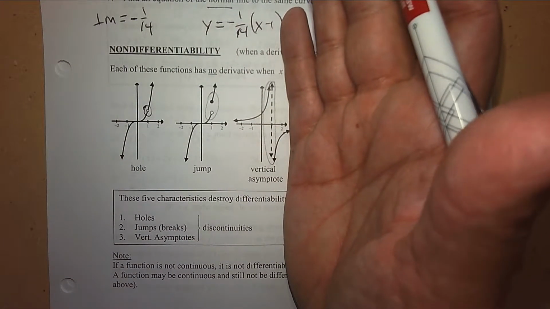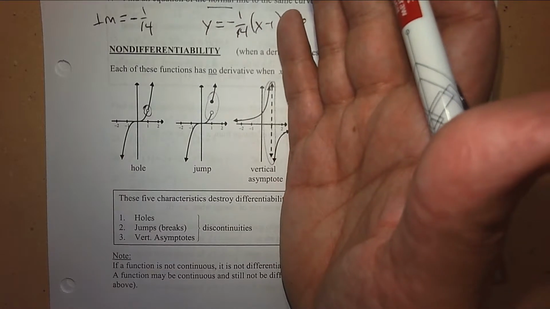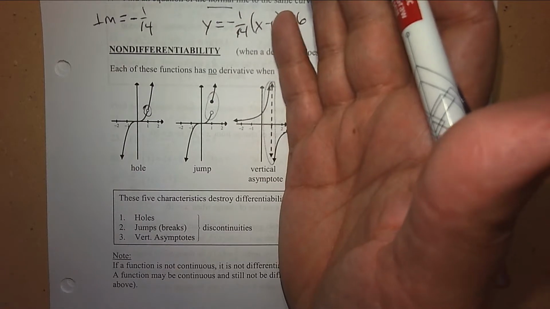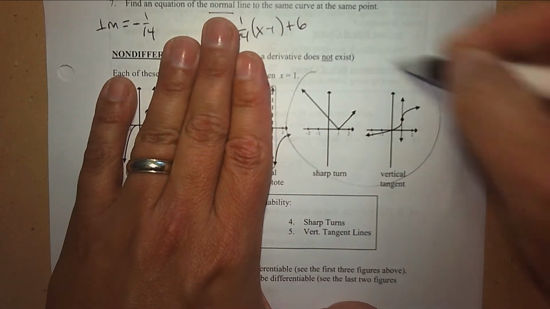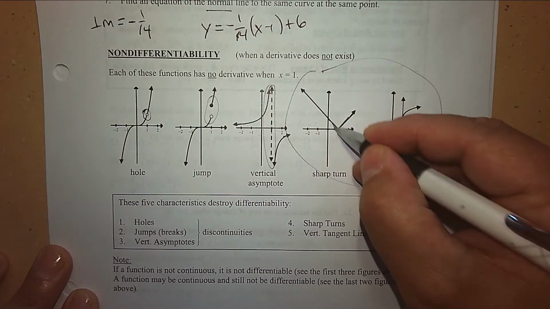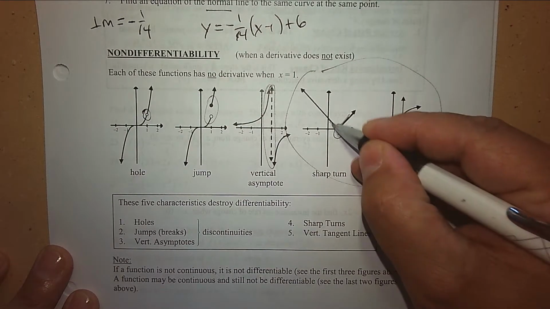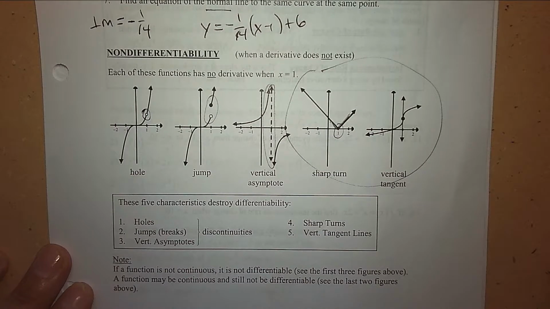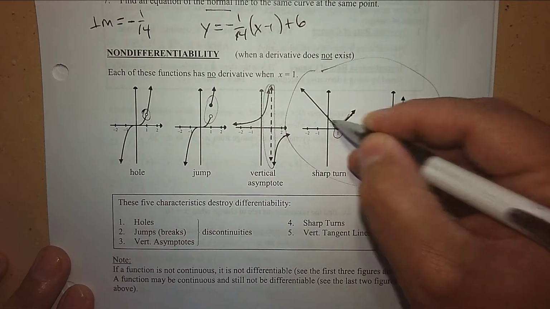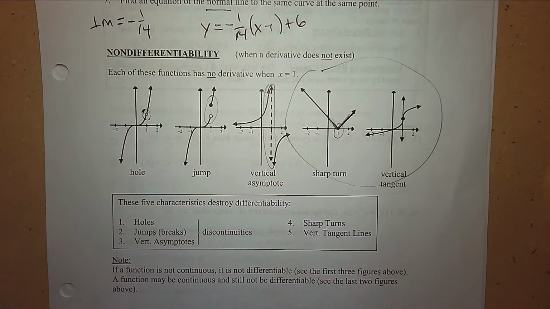If it's not continuous, you can't take the derivative, right? Each one of those is not continuous. But what's true about the next two? They are continuous, but what's wrong with them? What does this have? So at 1, it has a sharp turn. What's wrong with the sharp turn? The slope to the right is not the same as the slope to the left. So you have two different slopes at the same time.